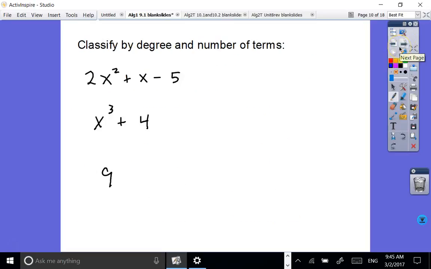So let's classify these by their degree and number of terms, right? So by degree, what would you call this one? It's quadratic. And how many terms does it have? 3. 1, 2, 3. Remember, terms are separated by pluses and minuses, so that's 3 terms. So there'd be a quadratic something meal. 3 terms? Trinomial, right? So this is the quadratic trinomial.